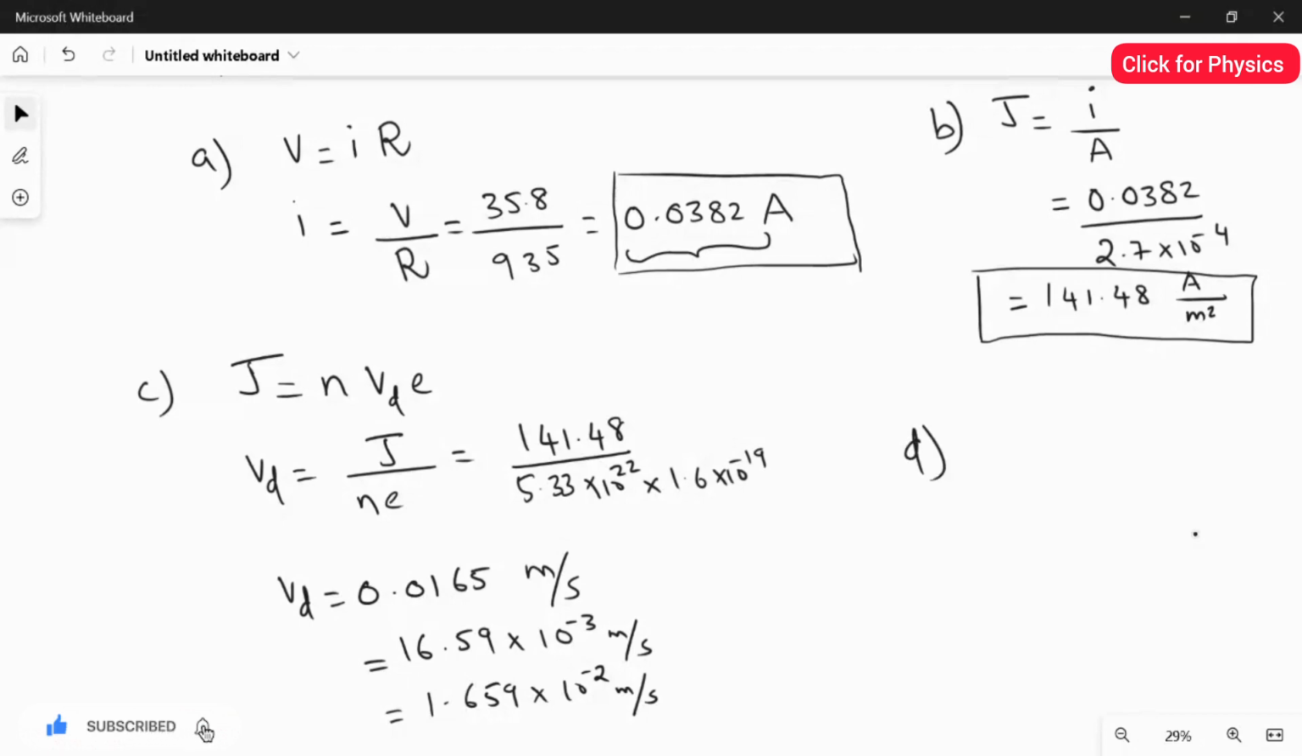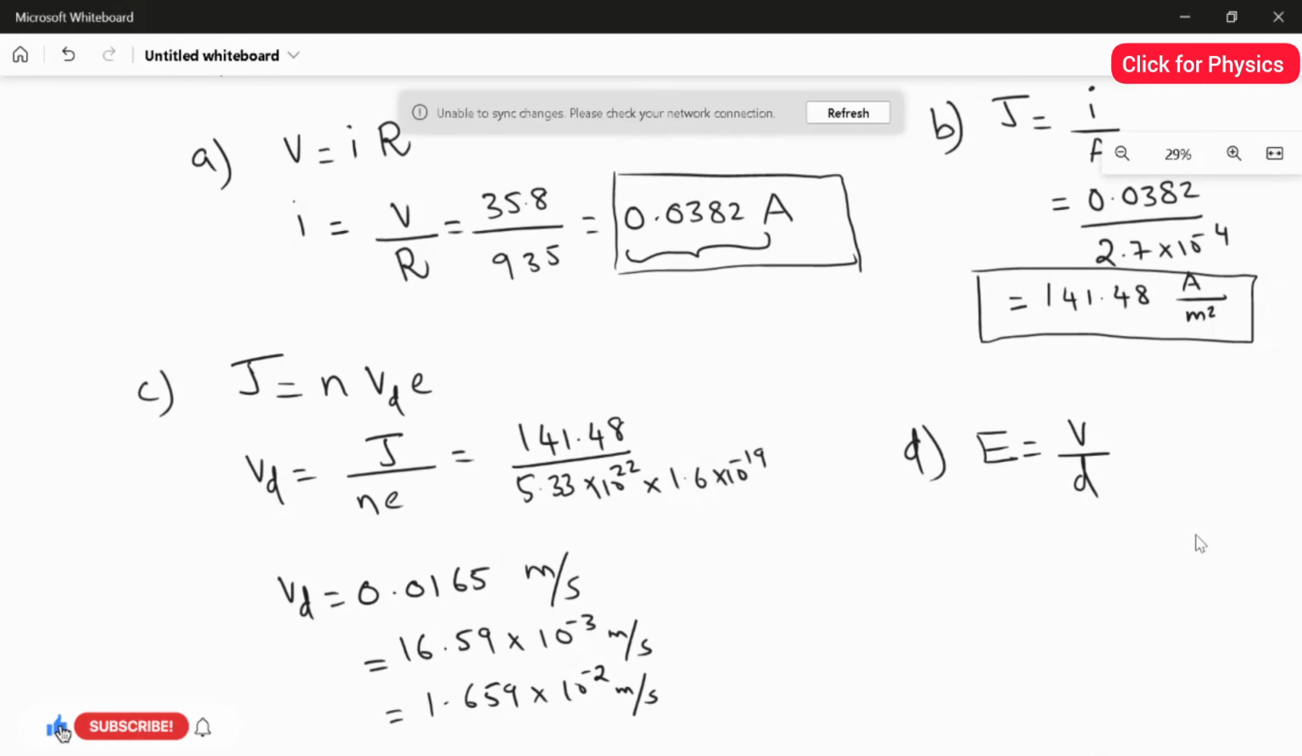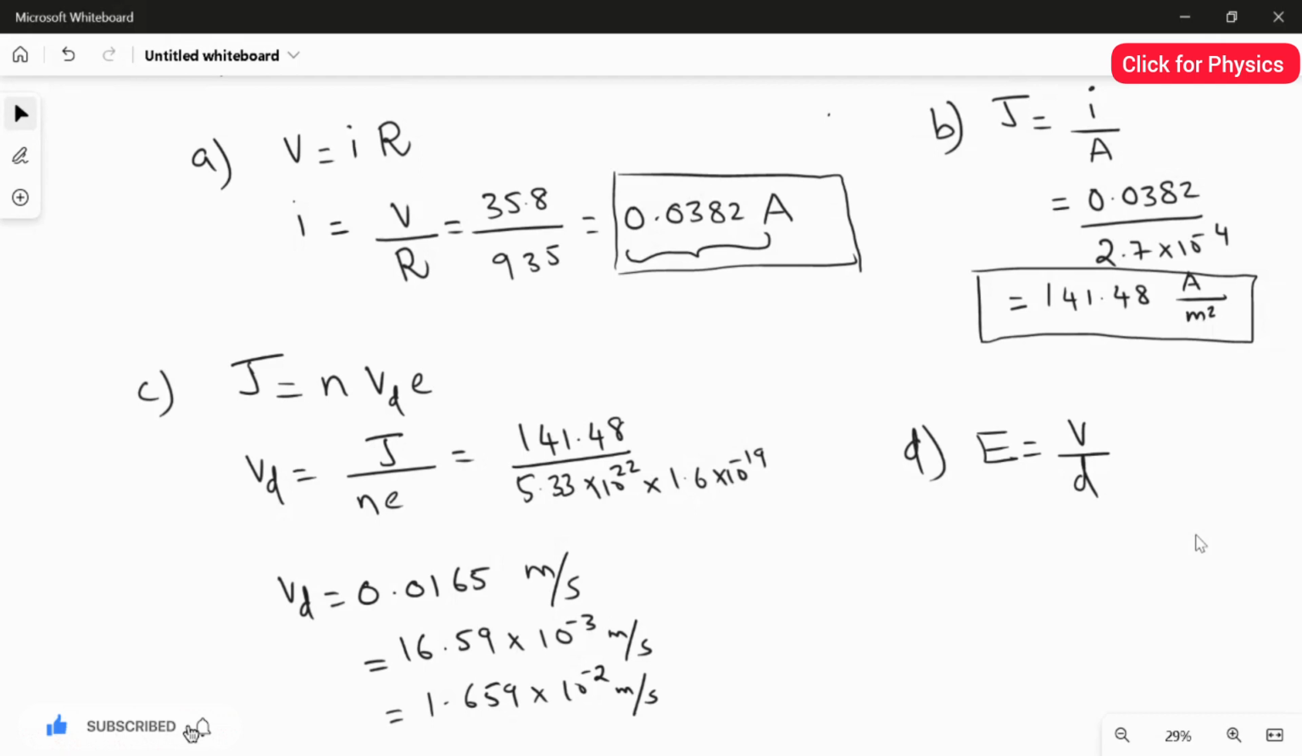Okay. Now in the fourth part, we are going to find the answer for the electric field. As we already studied the formula for the electric field, electric field is equal to the potential divided by the distance. Here the distance is nothing but the length. So the potential is 35.8 divided by the distance, so here V over L. The distance is nothing but the distance between the front side and the back side. So here it is 11.7 multiplied by 10 power minus 2.